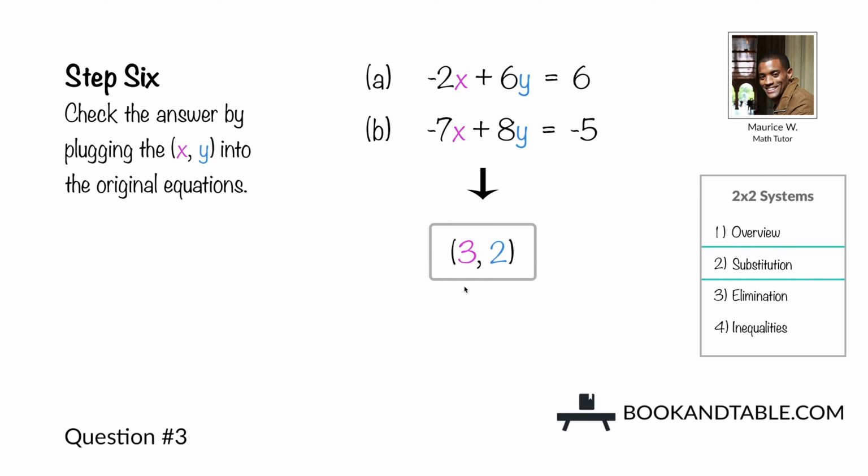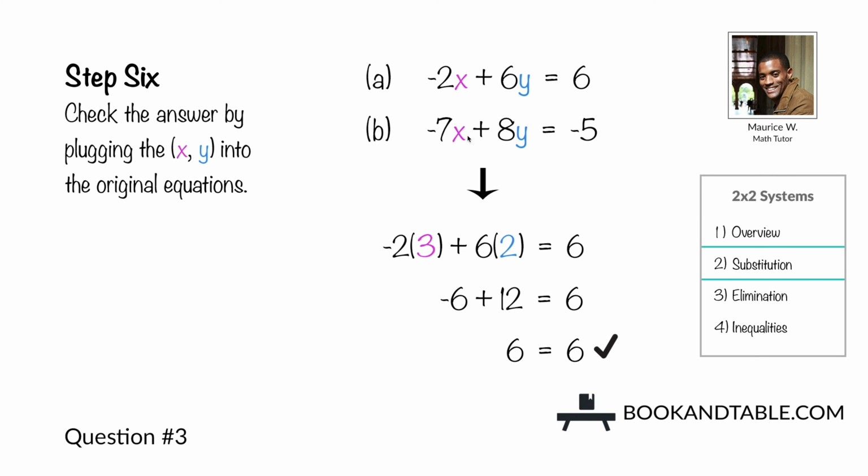In step 6, we can check the answer by plugging the x and y into the original equations. When we do so, we get negative 2 times 3, which is negative 6, plus 6 times 2, which is 12. Negative 6 plus 12 is equal to positive 6, which is equal to 6, thus confirming that x is equal to 3 and y is equal to 2 are the correct values for equation A.